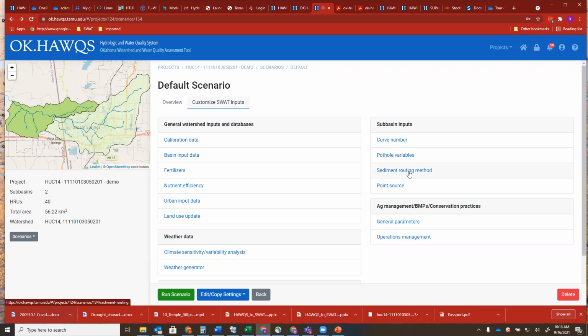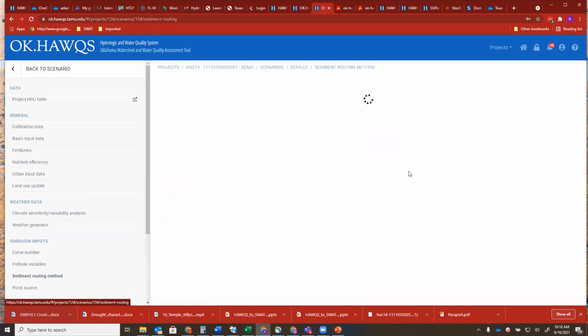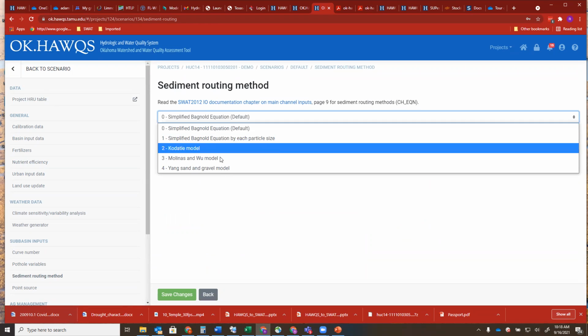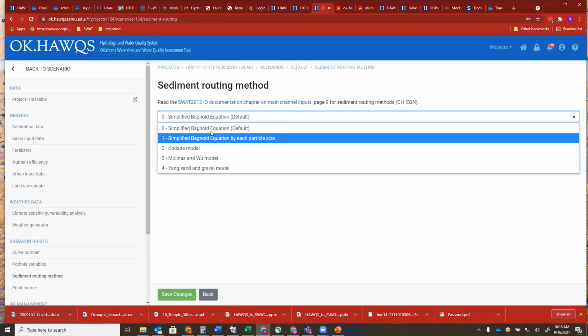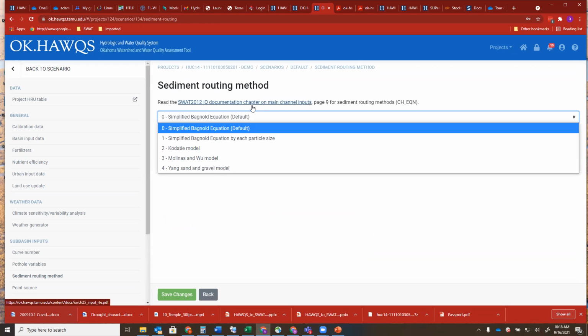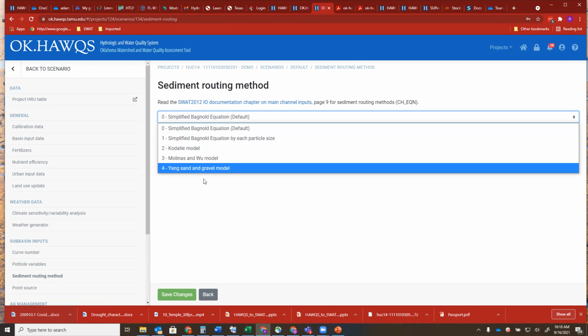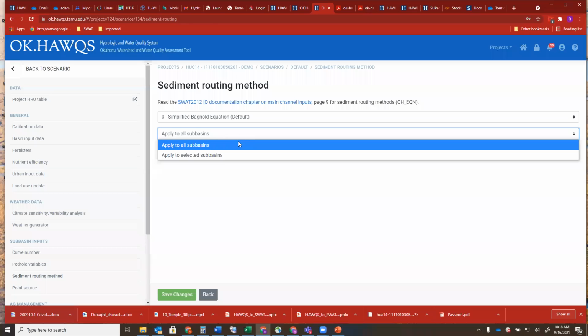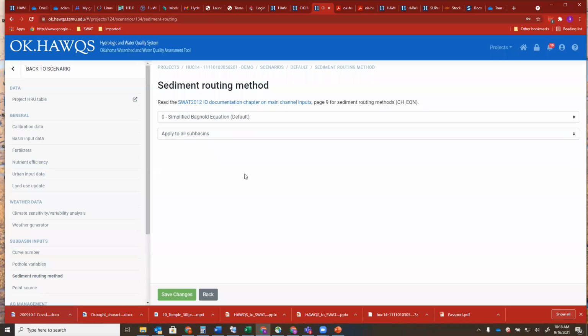You can also change your routing method, sediment routing method. In SWAT, we have 5 different equations to choose from, so that you can choose any one of these equations based on, once you understand, again, I would highly recommend reading this chapter before you choose which is more appropriate for your given watershed, actually. Okay, and then you can select whether you want to do it for all subbasins or selected subbasins.